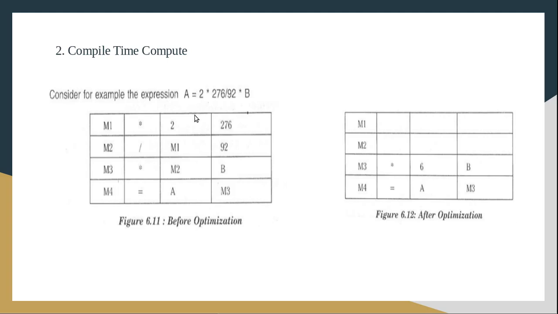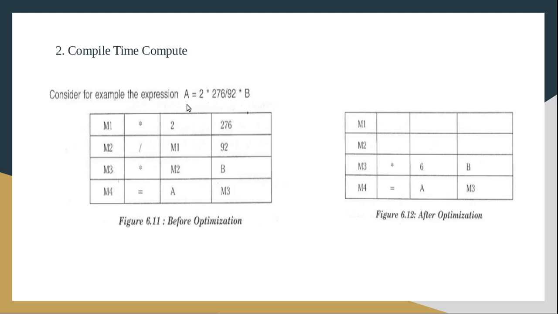So during compile time, when we are doing the computations, if we can generate any constants, then it will always save space and time. So it will check for the constant generation. That is the compile time compute. I'll explain with an example.